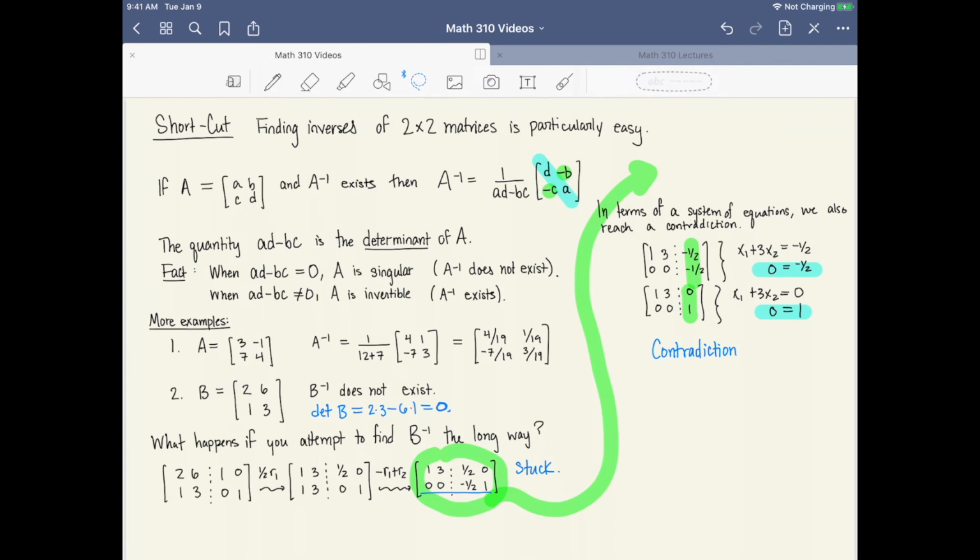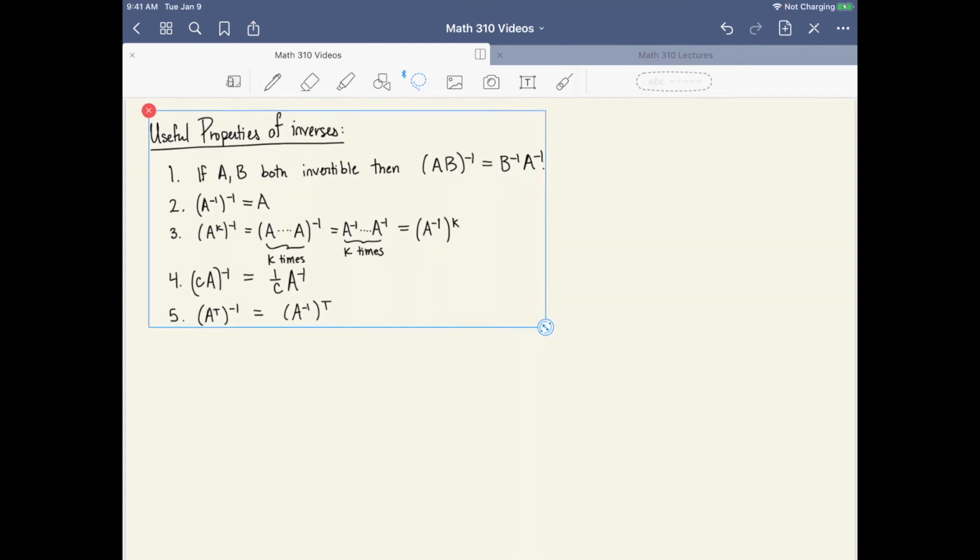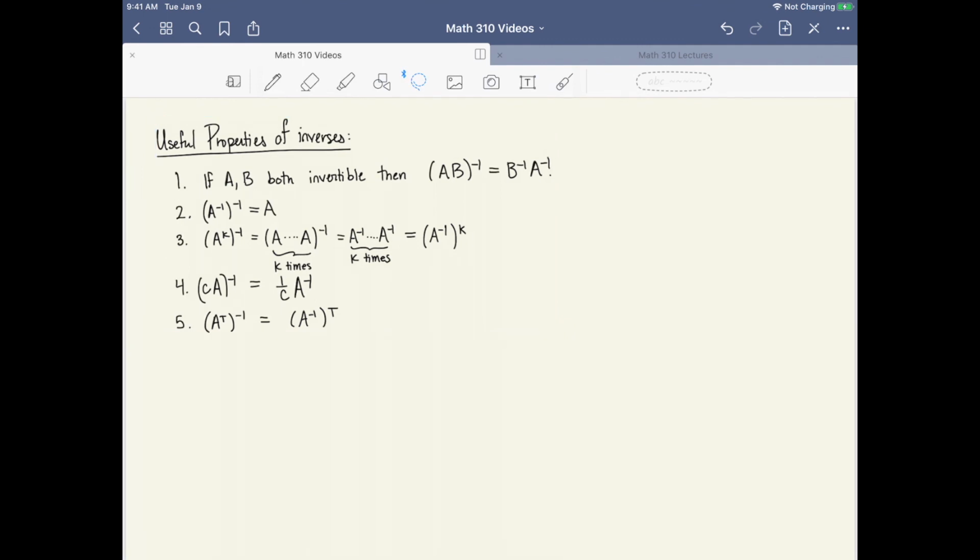The very last thing that I would like to do in this video is to mention a few useful properties of inverses. I'm just going to give you a list, and I recommend that if any of you watching are math majors, that you take a stab at trying to prove one of the items on this list. It's good practice. So the first item is that if A and B are both invertible, then AB inverse is equal to B inverse A inverse. So when you distribute the inverse into this product, you also have to interchange the order of B and A. The second useful property is that A inverse inverse goes back to being A.